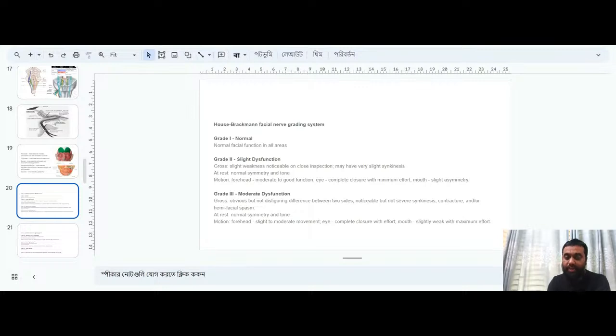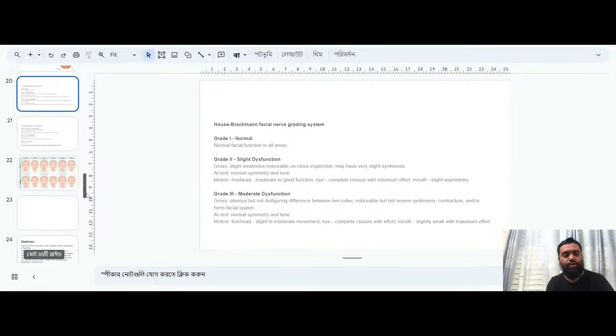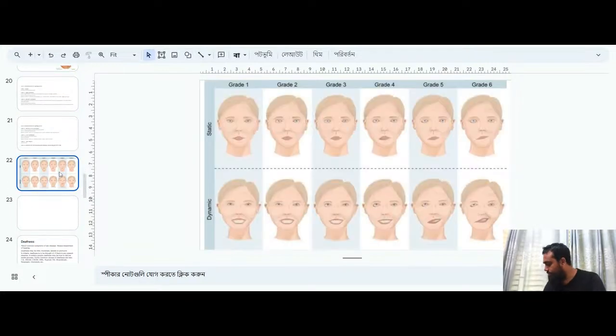Slight dysfunction means that if you observe the person very closely, you can understand that there is a palsy. Here we can see the different pictures of facial nerve in different grades. In grade 1, we can see that there is the normal face. In grade 2, we can see.